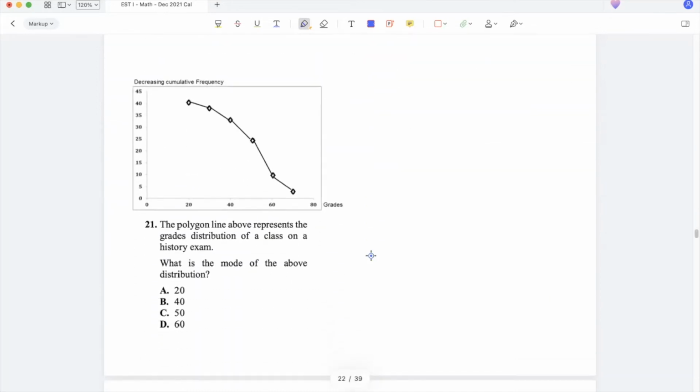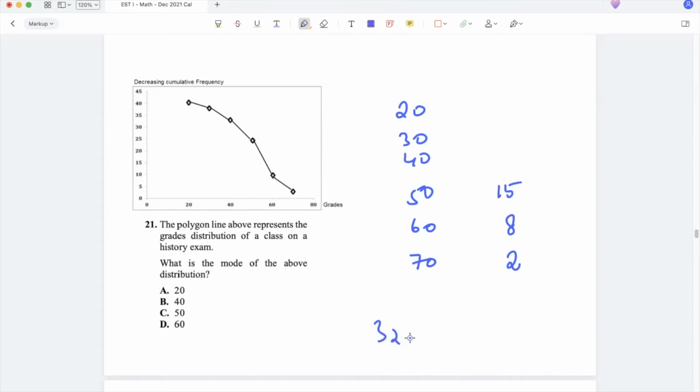The polygon line above represents the grades distribution of a class on a history exam. What is the mode? Okay, this is decreasing cumulative frequency. So we have 20, 30, 40, 50, 60, and 70. So let's start with 70. 70 is about 2. 60 is about 10. So 10 minus 2, 8. Okay, then 50 is about 25. So 25 minus 10 is 15. Okay, and 40 is about 32.